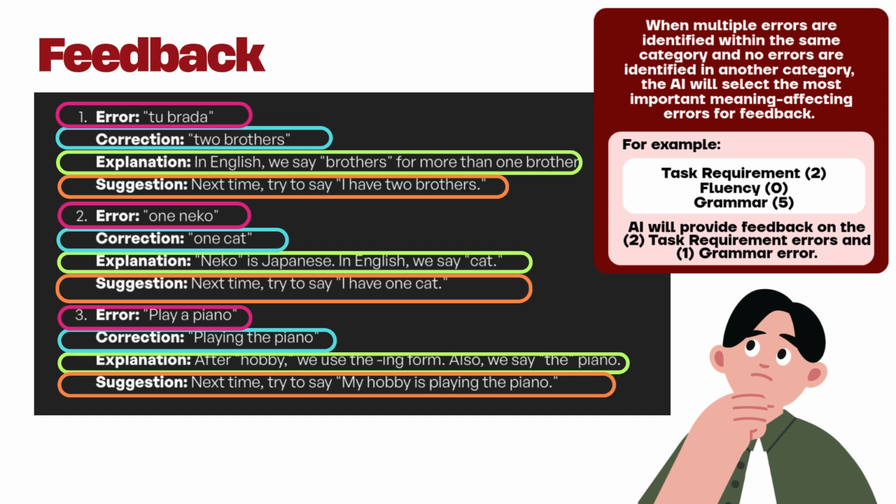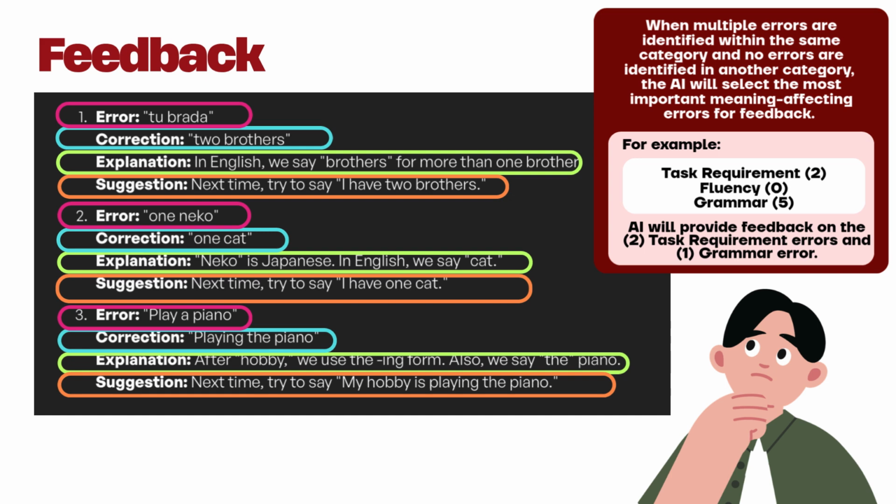Please note that when multiple errors are identified within the same category and no errors are identified in another category, the AI will select the most important meaning-affecting errors for feedback. For example, if a student produces 2 task requirement errors and no fluency errors, and 5 grammar errors, the AI will provide feedback on the 2 task requirement errors and 1 grammar error according to the prioritization order given.